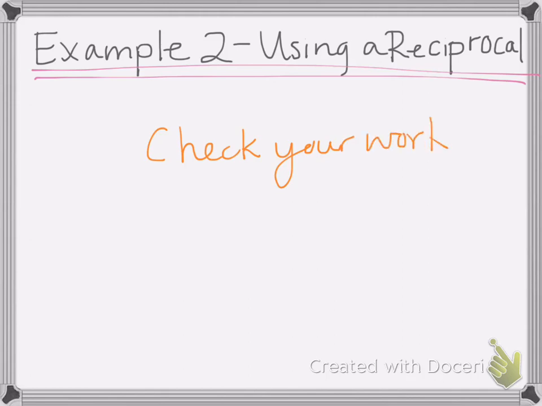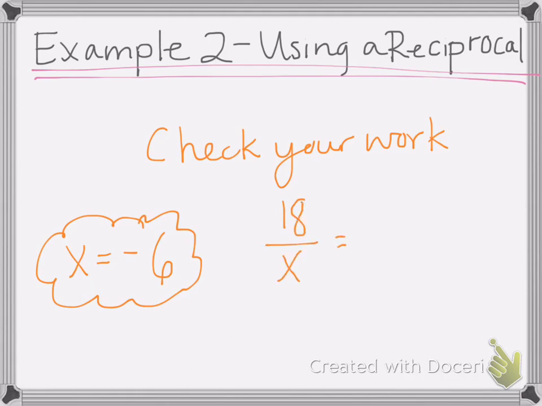Whenever you work on solving an equation, let's say your answer was x equals negative 6. When you find that answer, I don't want you to just give me that answer and submit it. Let's say it was a quiz or a test. I want you to check your work. So let's say the original problem was 18 over x equals negative 3. So that was your original problem and you found this answer. Before you submit it, this is a way you can check your work.